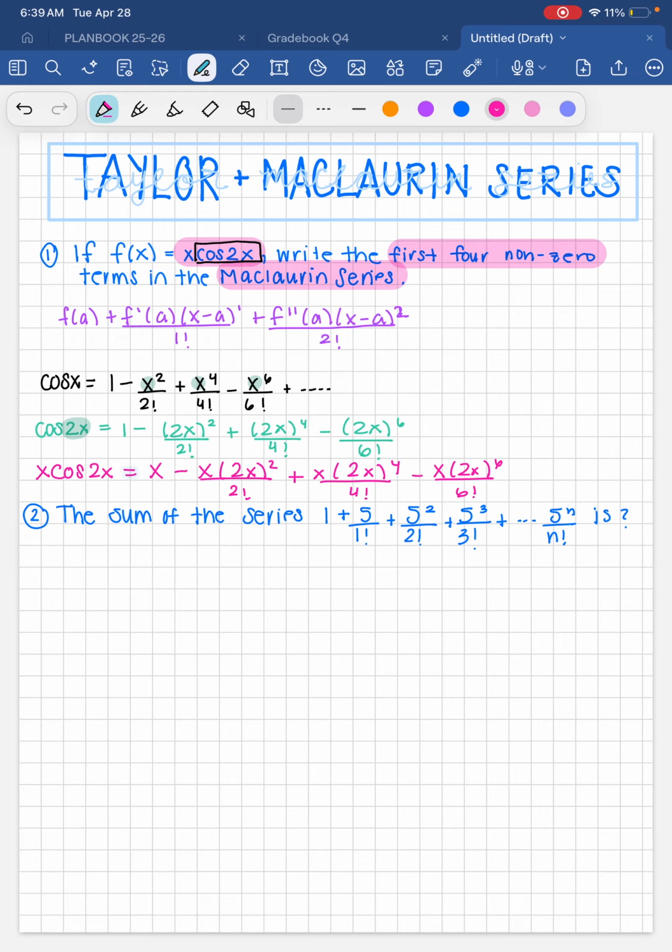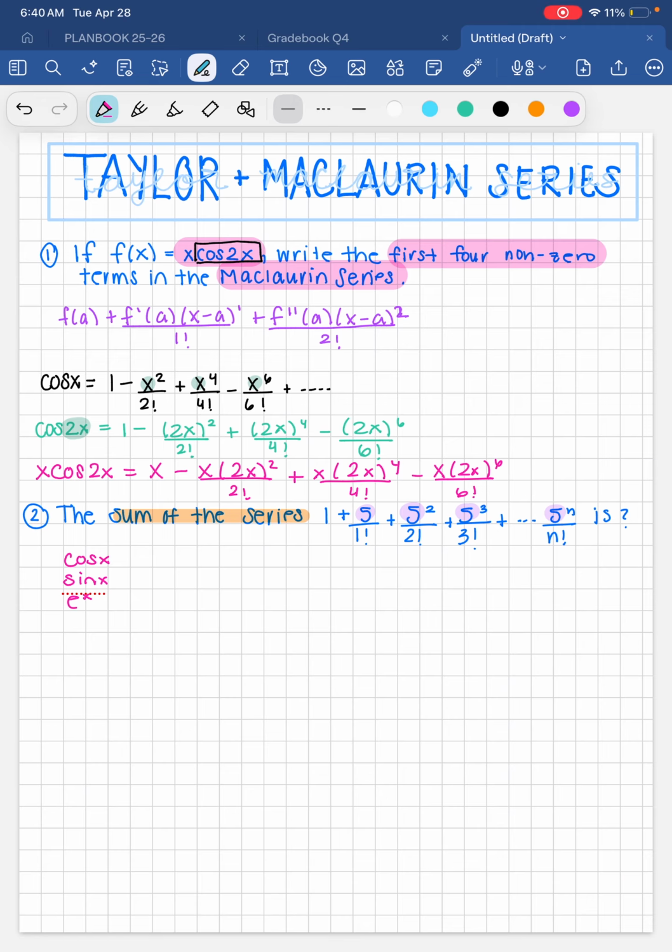Now the next type of question you have to be familiar with has this keyword right here: the sum of the series. If you see that on the AP, you're thinking, okay, they gave us a series. It's going to look like one of the common Maclaurin series: cosine, sine, or e to the x. You want to identify which series it is first, and then you need to notice what value they replaced x with. So if you look here, it looks to me like they're letting x equal 5.